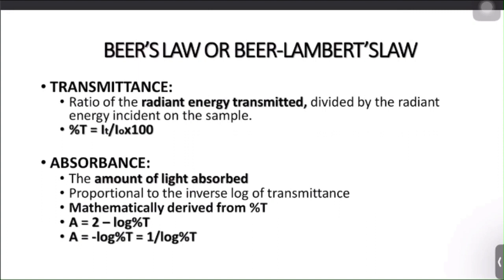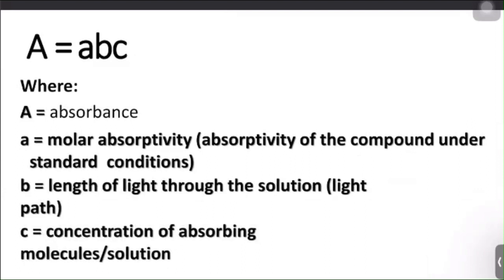So for your transmittance, percent transmittance is equivalent to initial transmittance and, I forgot, I go times 100. Okay? Then for absorbance, you are equals to 2 minus log percent transmittance. Or negative log transmittance is equals to 1 over log transmittance. What are the ABCs on your clinical chemistry? So A is equivalent to absorbance. So this is equivalent to molar absorptivity multiplied by the length of light through the solution multiplied by the concentration of the absorbing molecule in solution. So this is also a conventional formula for your absorption.